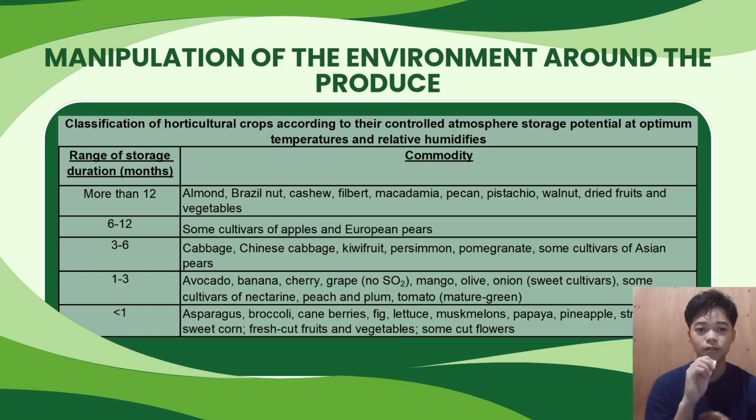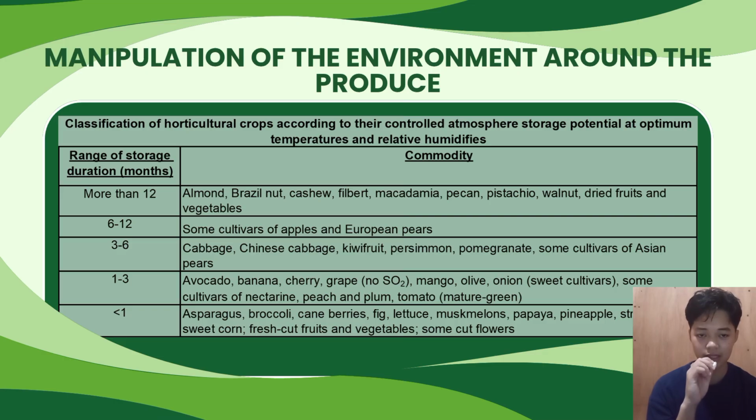So this table shows us how long different crops can actually stay fresh under these controlled conditions. Items like nuts and dried fruits can last more than 12 months. Apples and pears can last up to 6 to 12 months, while ang asparagus, broccoli, and strawberries usually last for a month. So kani siya nga table makatabang ni siya for us to plan which crops need to get to the market the fastest.